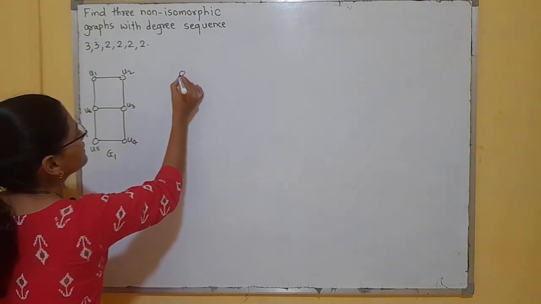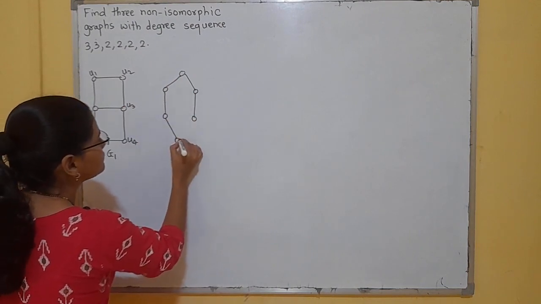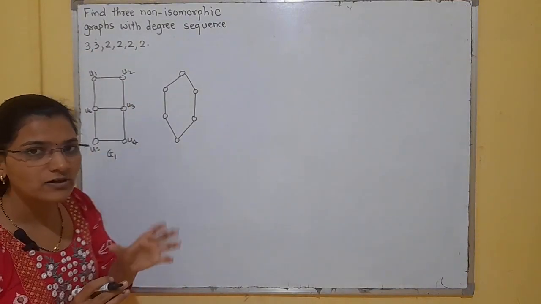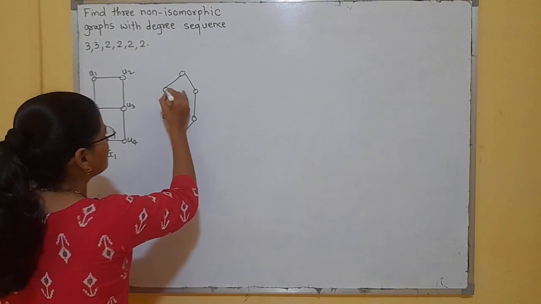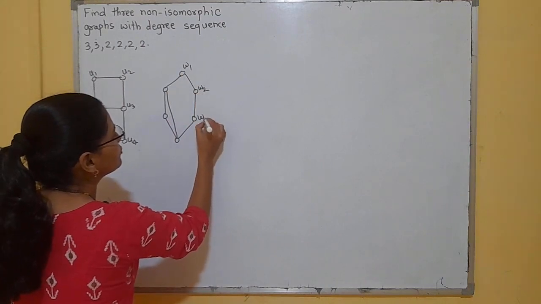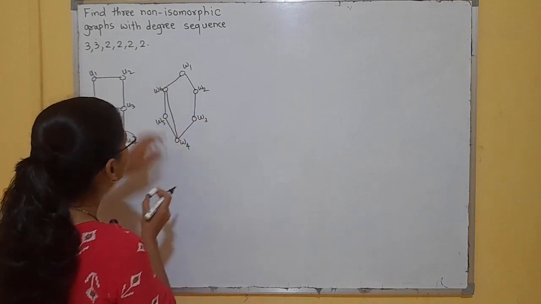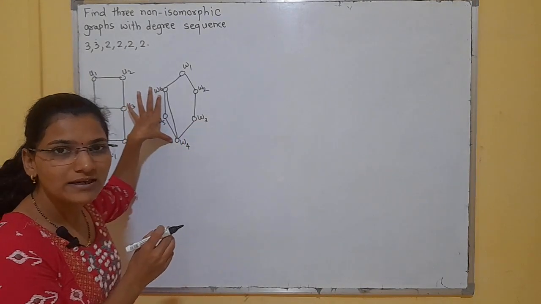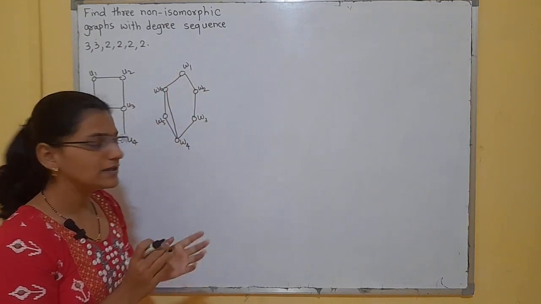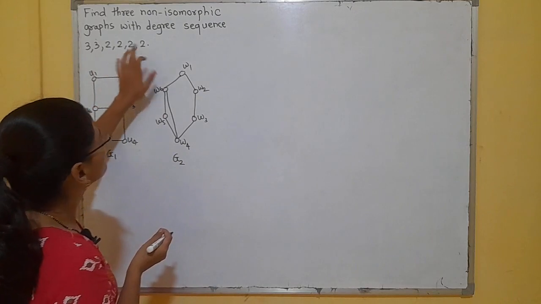Now I am drawing the second graph. We are given degree sequence 3, 3, 2, 2, 2, 2. That means our graph should be on 6 vertices. And I am joining these two vertices, labeling these vertices as W1, W2, W3, W4, W5, W6. W6 and W4 are the vertices of degree 3 and W1, W2, W3, W5 are the vertices with degree 2. So G2 is also a graph with degree sequence 3, 3, 2, 2, 2, 2.